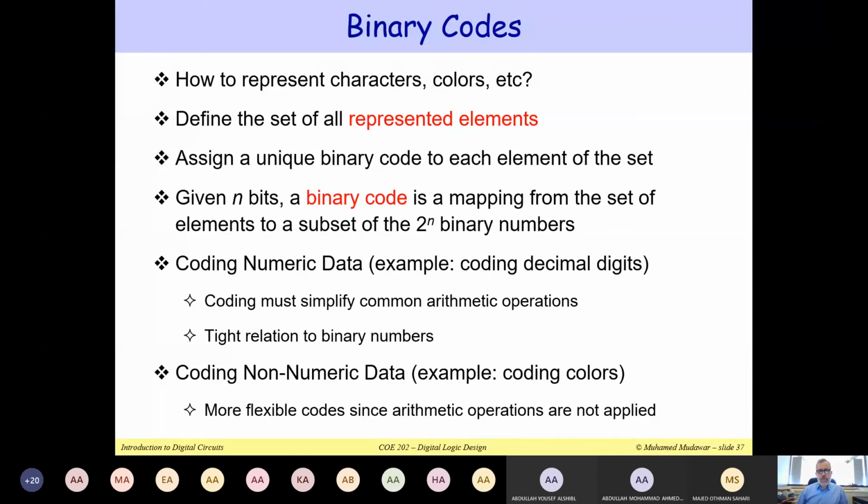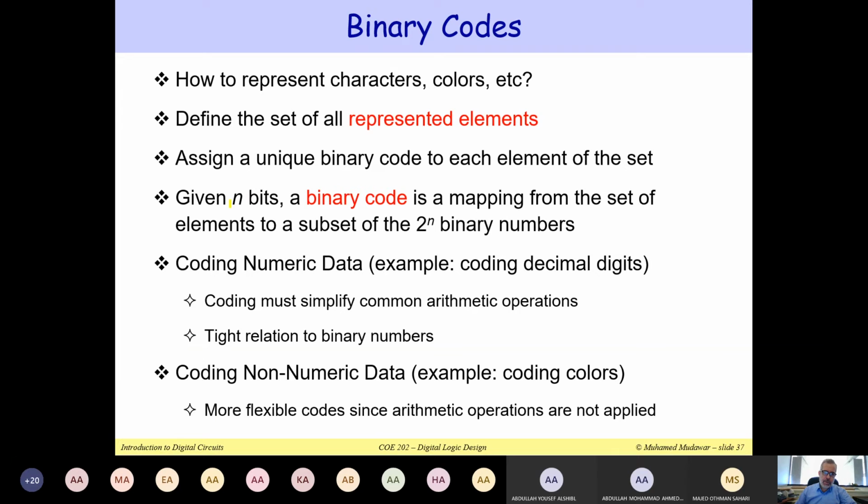So we define a set of all the elements that should be represented, and we assign a unique binary code to each element of the set. It depends on how many elements I would like to represent, and we have to decide on the number of bits. Since everything is represented in binary, we have to decide how many bits we need for the elements in this set. So if we have n bits, we can represent 2 to the power n values.